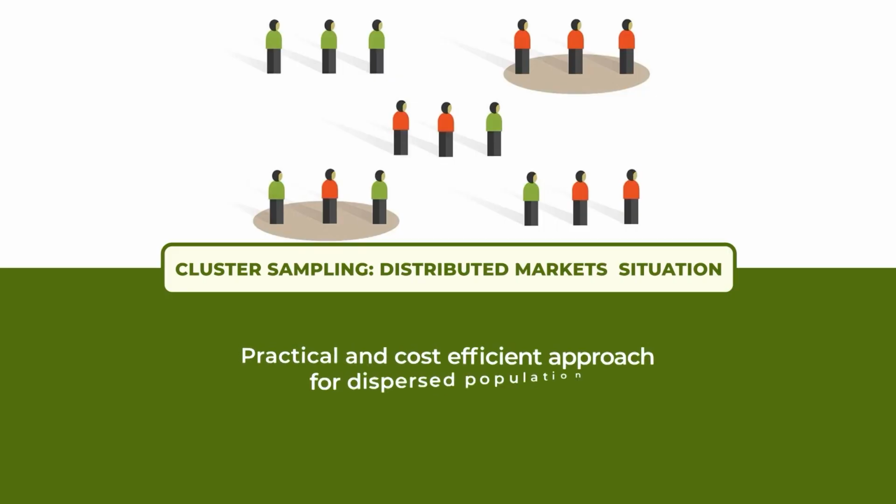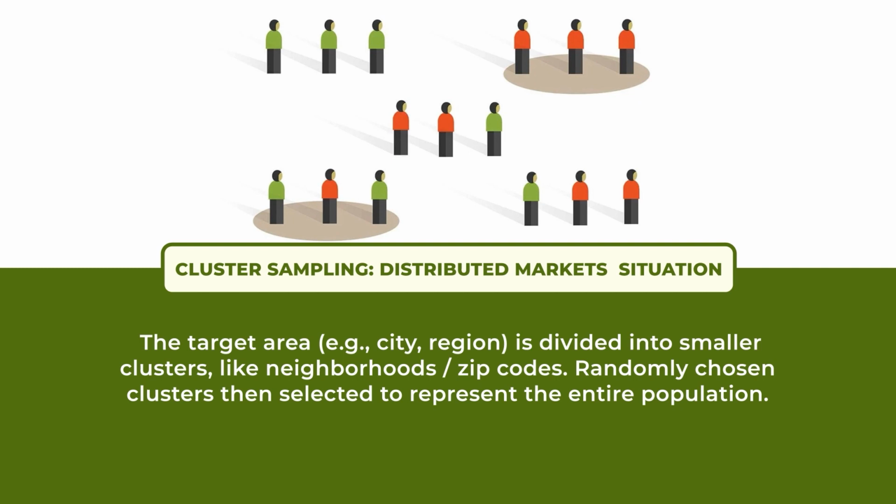The next method that we'd like to talk about is cluster sampling, which is usually utilized only when you have a distributed market situation. For example, your market is distributed into different neighborhoods or over different cities and so on. So this is when you are looking at a distributed and dispersed market situation. It's a practical and cost-efficient approach to apply. The target area could be a city or a region. It could therefore be divided into smaller clusters like neighborhoods or pin codes or so on.